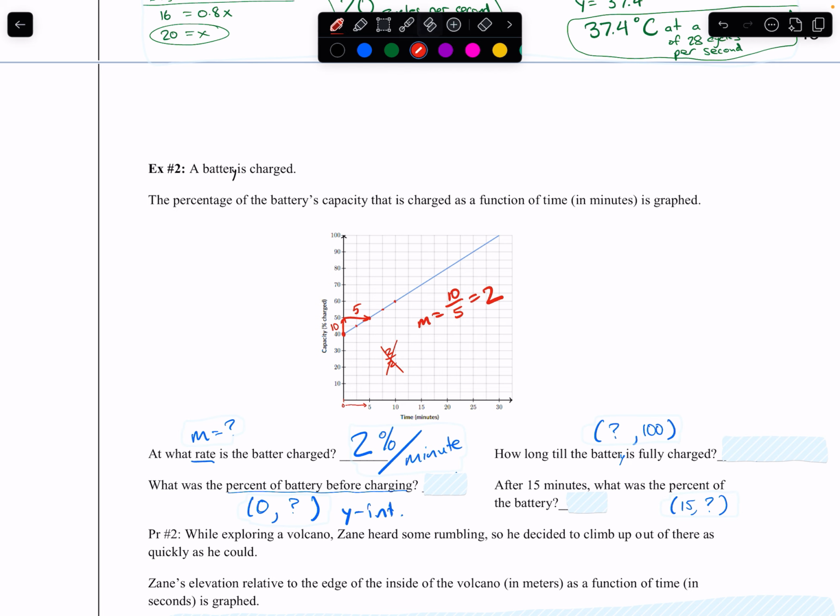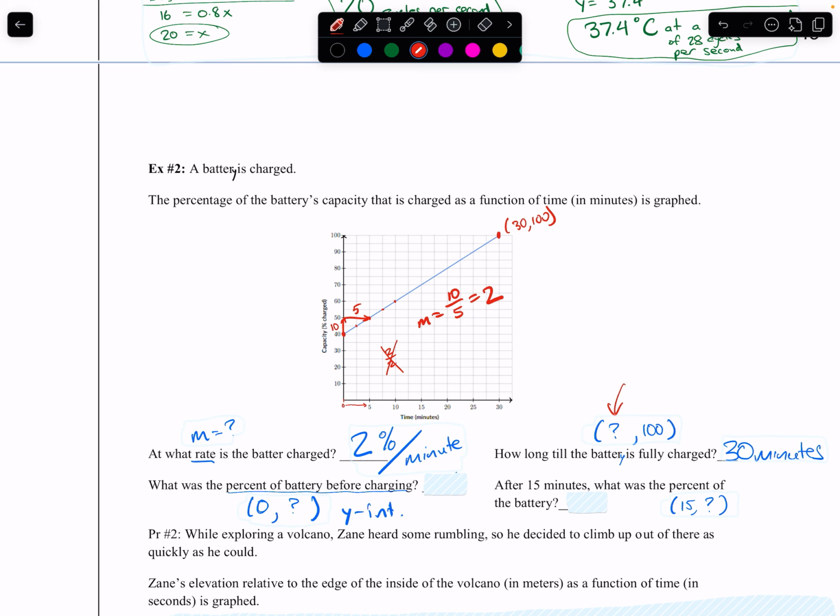The second question asks how long until the battery is fully charged. So fully charged means 100%. So we can go to 100 on the y-axis, follow that all the way to our line, our blue line here, and then trace it all the way down. And so that point is 30, 100. So it's 30 that would go in that unknown value. It would take 30 minutes to fully charge the battery.